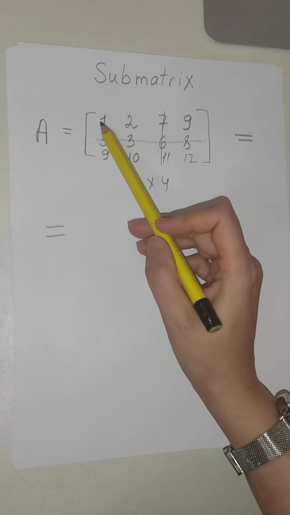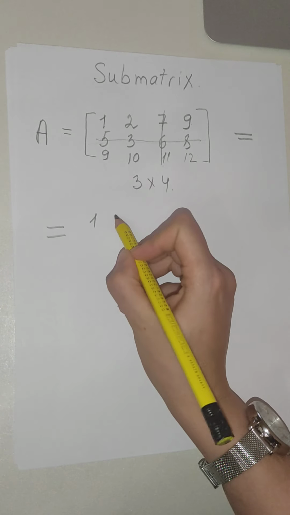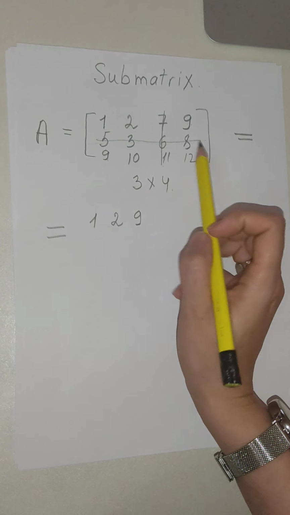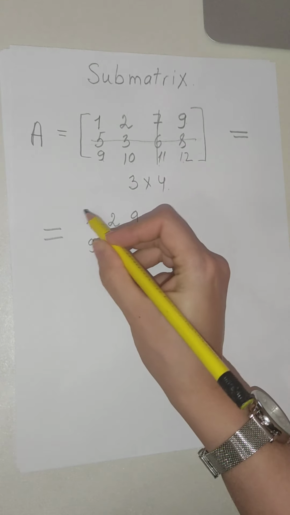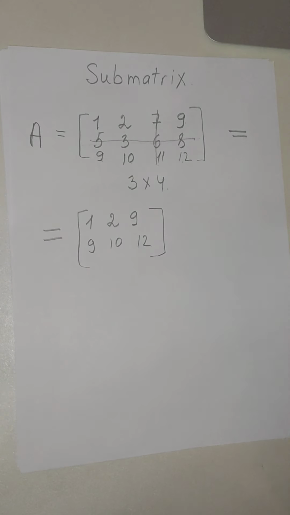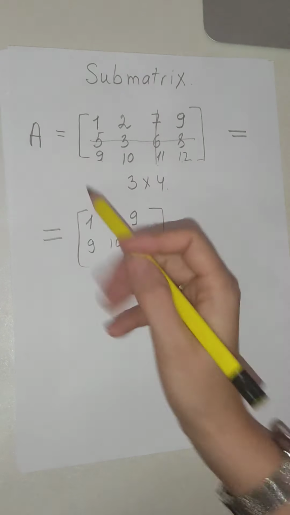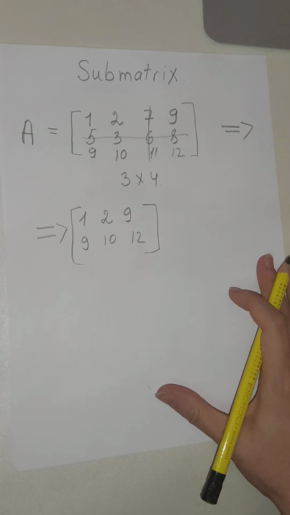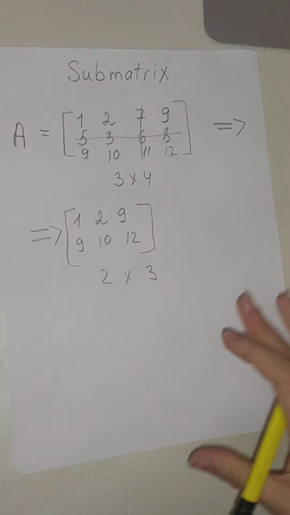We will get the remaining elements: 1, 2, and 9, 10, 12. Now we get a submatrix of this matrix. Sorry, this is not equality. The given matrix is 2 by 3, as you see.